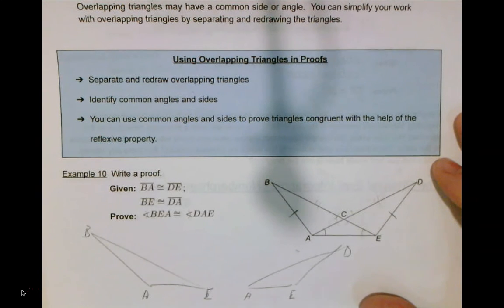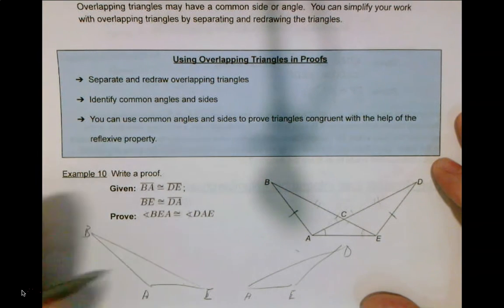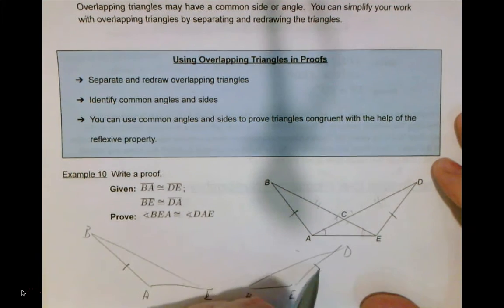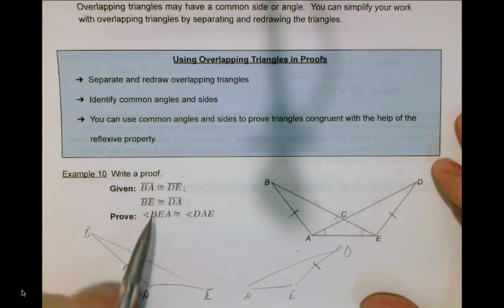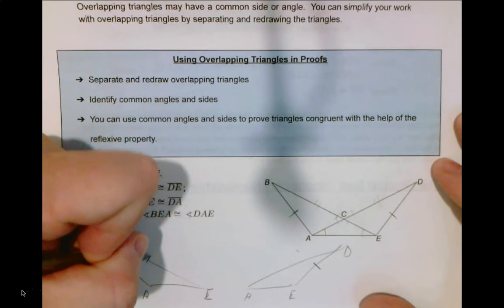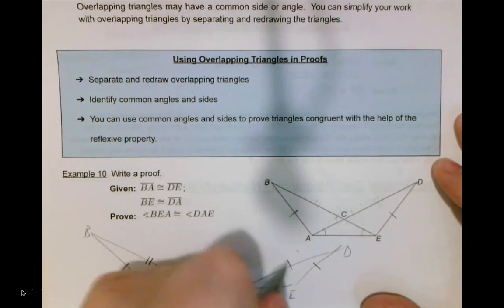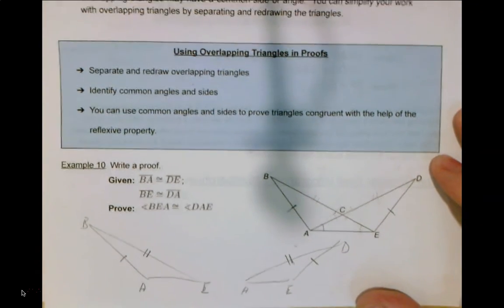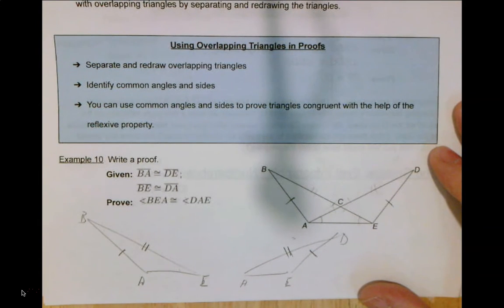Now, it's a horrible drawing, I apologize, but I'm just doing this quickly. Now when I go to mark up our diagram, BA can go into DE, BE can go into DA. Now I can mark up that BE and DA perfectly. Our goal is to get angle BEA to go into angle DAE.